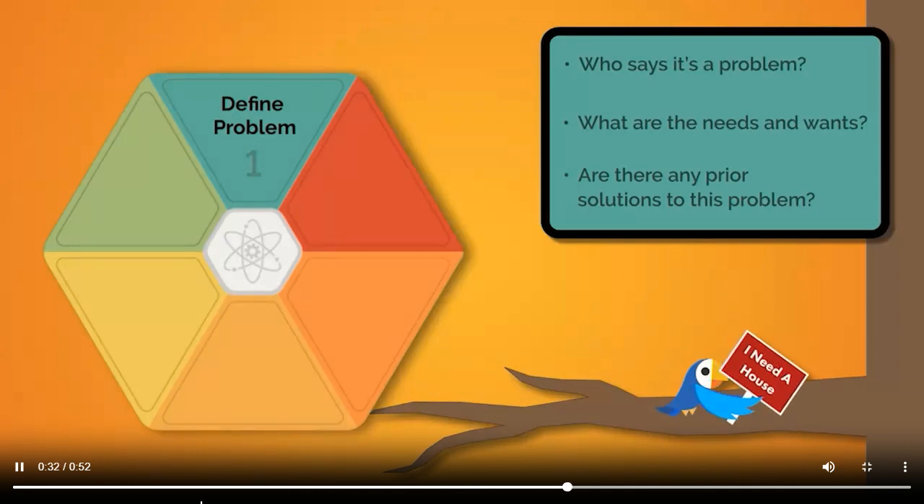Once the problem is validated and justified, designers proceed to identify and document the design requirements. This encourages them to think of all aspects of the problem before attempting a solution.